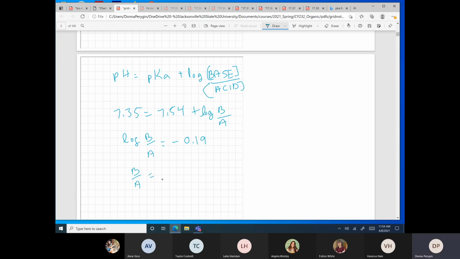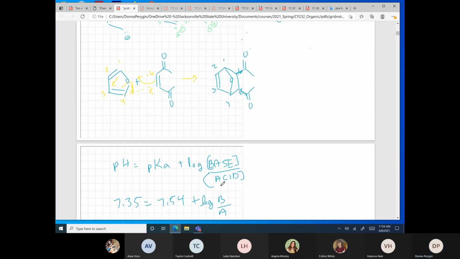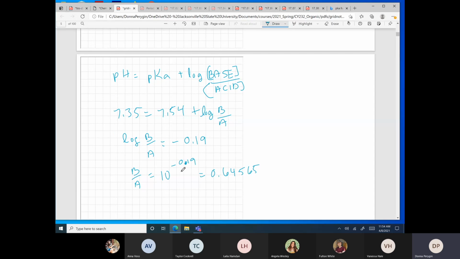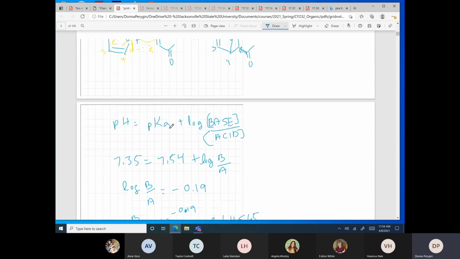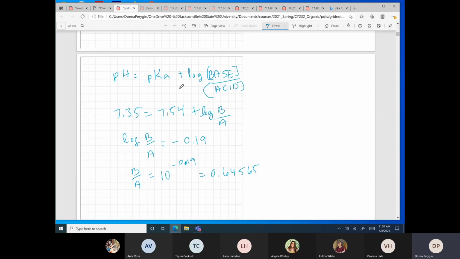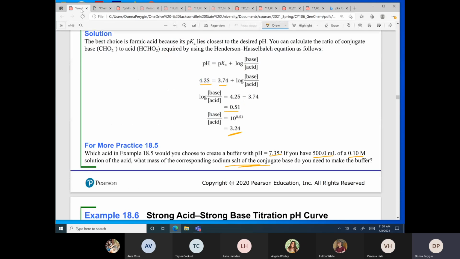So the concentration of base over acid is equal to 10 to the negative 0.19, which is equal to 0.64565. Okay? So that's the ratio that we need to achieve to get the desired pH. Again, the Henderson-Hasselbalch equation says the pH is equal to the pKa plus the log of the base over the acid.